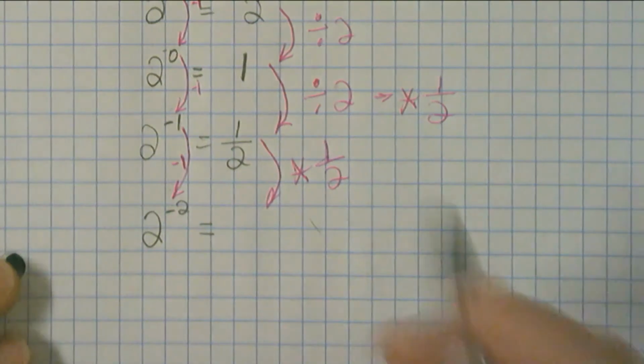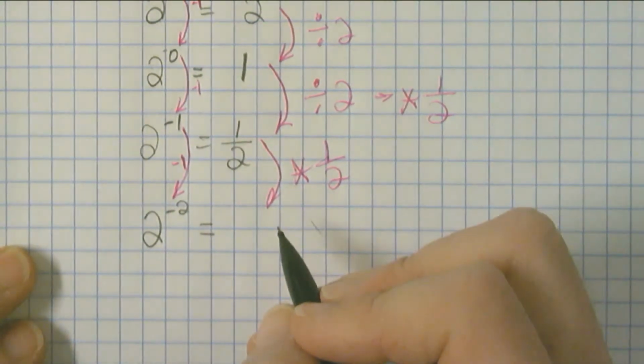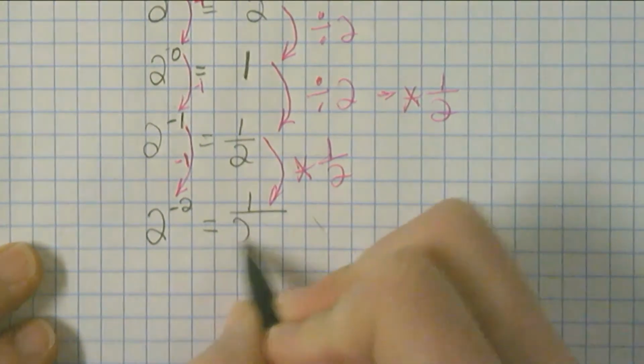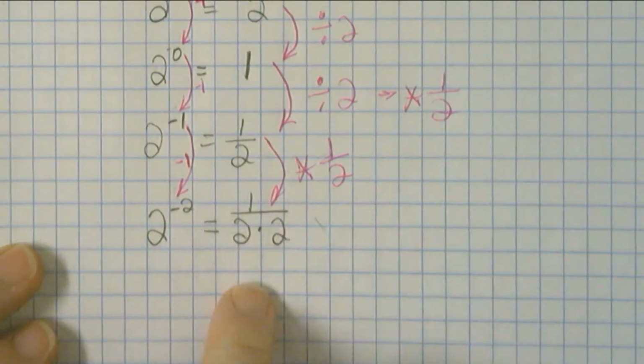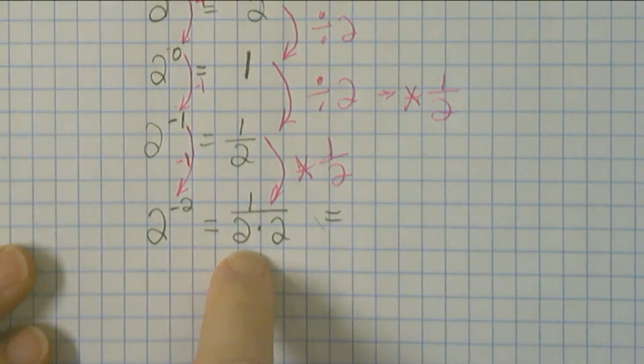Layla? Pardon me? 1 over 2 to the... No, it's not 2 to the 4th. Can't I write 1/2 times 1/2 as 1 times 1 over 2 times 2? How many of you guys agree with this? Okay. How can I write that with an exponent?